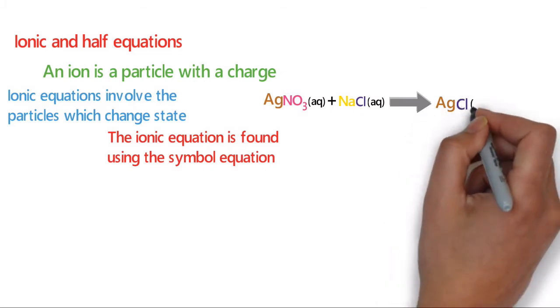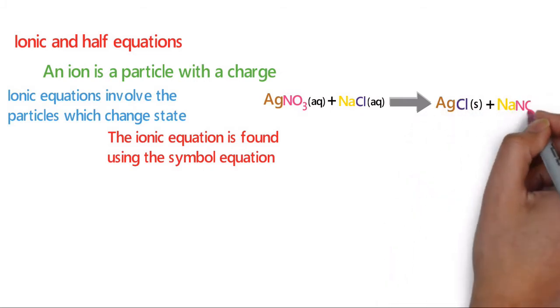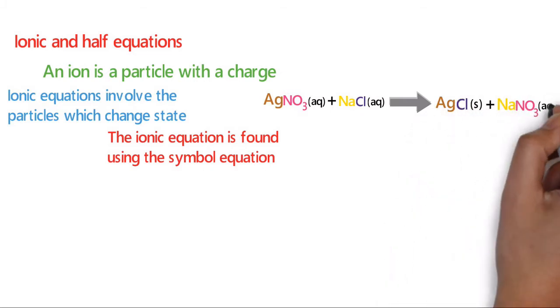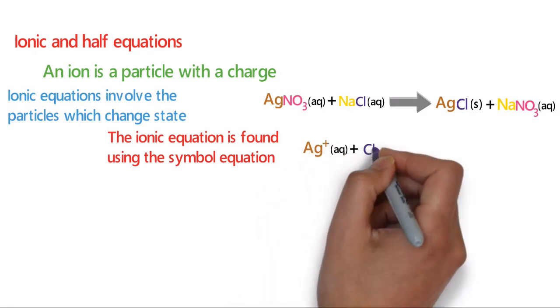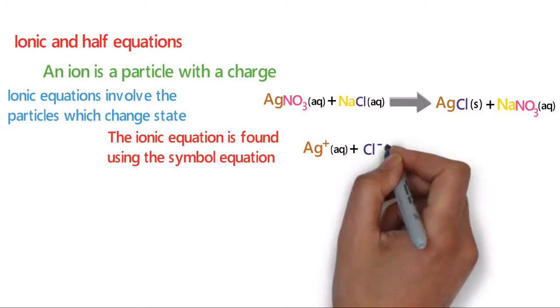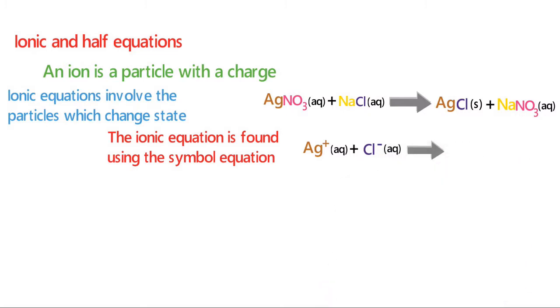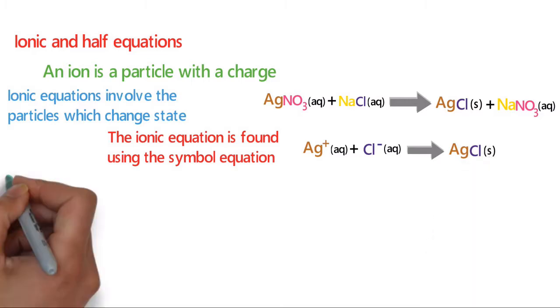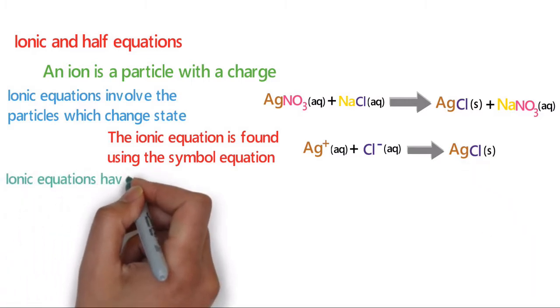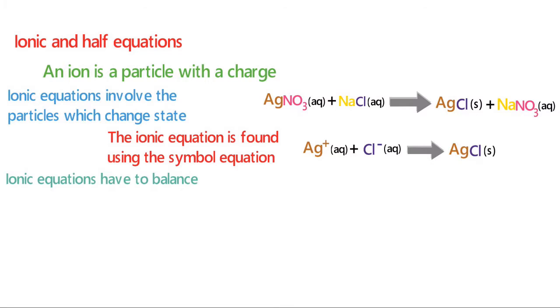For example, let's use the following equation. The ions in this equation are Ag+, NO3-, Na+, and Cl-. You remove the ions which appear on both sides of the equation, in this case Na+ and NO3-, and you get the ionic equation. Just like normal symbol equations, ionic equations have to balance too.